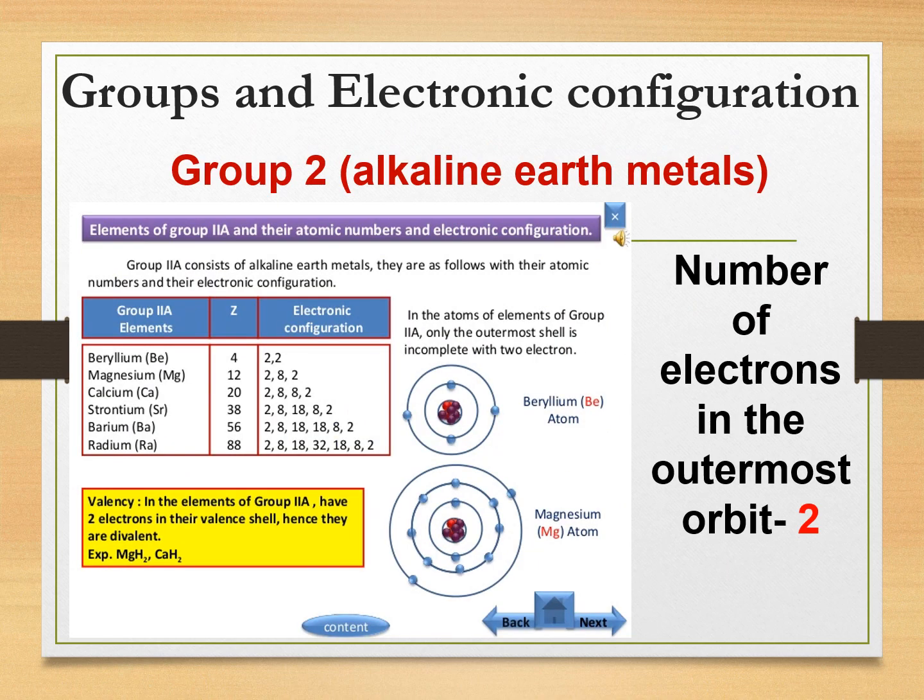Now, the second group, that is alkaline earth metals. The members are beryllium, magnesium, calcium, strontium, barium and radium. Out of that, two structures are shown over here. They are beryllium and magnesium. Beryllium's electronic configuration is 2, 2. That of magnesium is 2, 8, 2. All the electronic configurations are written over here. And what is the similarity? Yes, the outermost orbit has only 2 electrons.